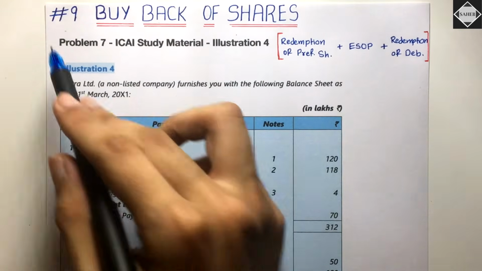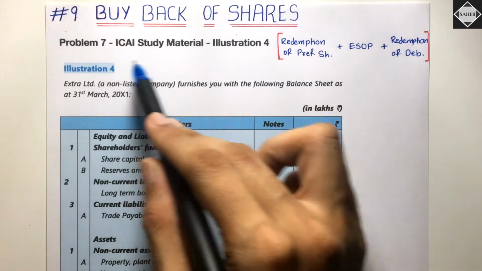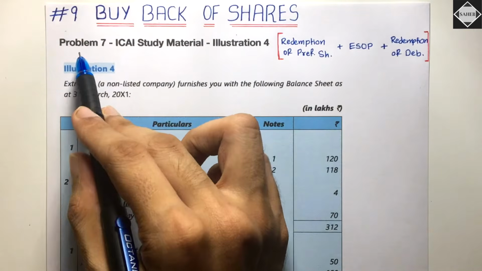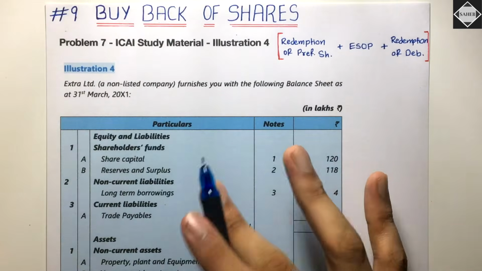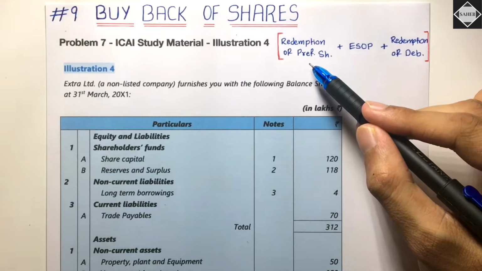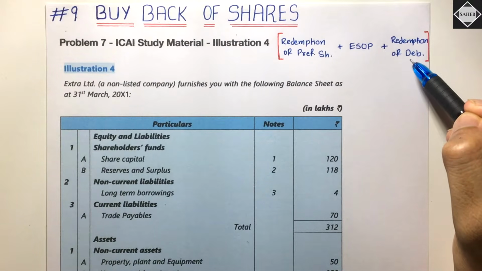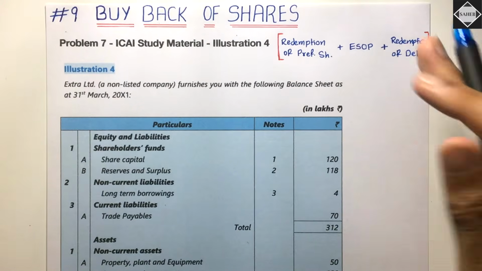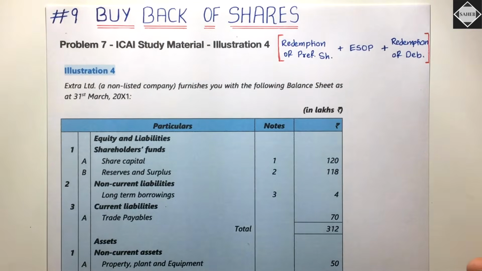Today in this ninth video of the buyback chapter, we're going to solve Illustration 4 from the ICAI study material. From our series, this is our seventh problem, and it is a very interesting question, because it is not just about buyback of shares but also redemption of preference shares, ESOP, as well as redemption of debentures. It becomes a very special question because lots of things are involved. It's a mixture question, so you have to understand this properly.